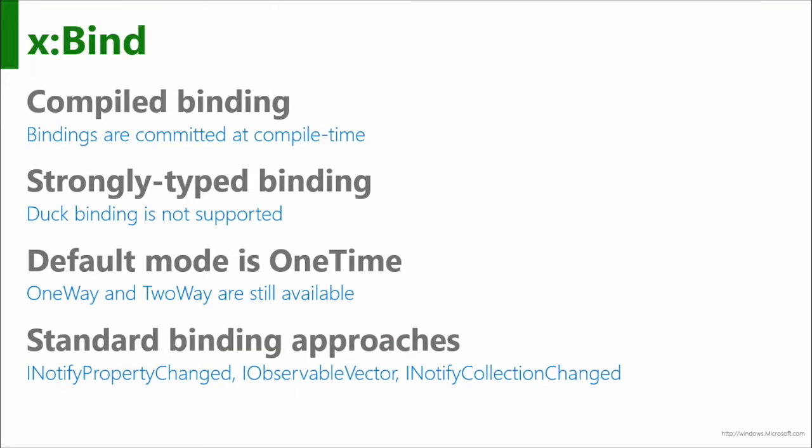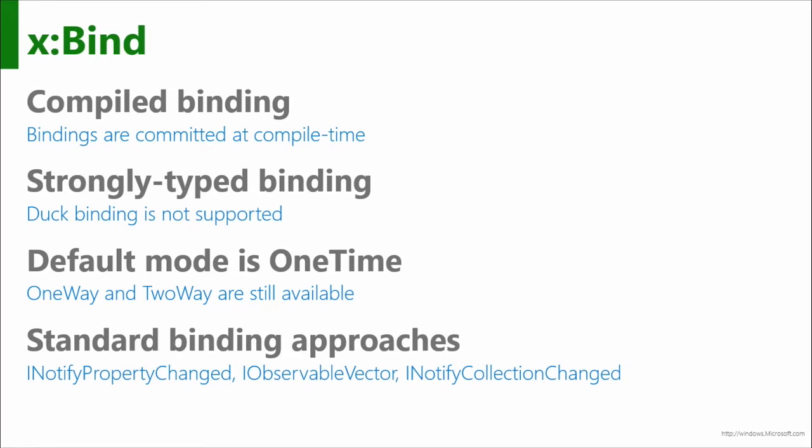And x:Bind, compiled binding. Basically, at compile time, it generates the code to wire this up behind the scenes so that you're not doing any of this runtime reflection. That's exactly right. And of course, it's x:Bind instead of that classic binding, only because x: is the indicator that this is a compilation activity. This is something that happens when it's actually compiled.